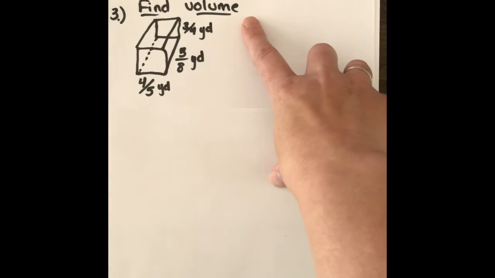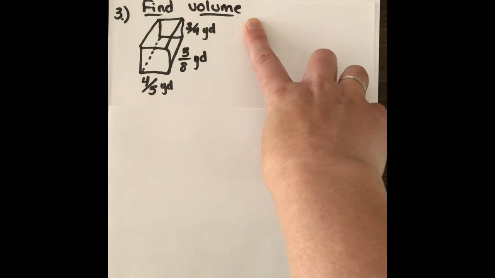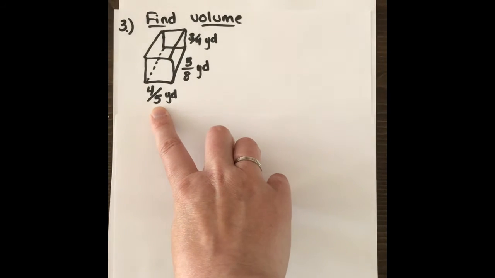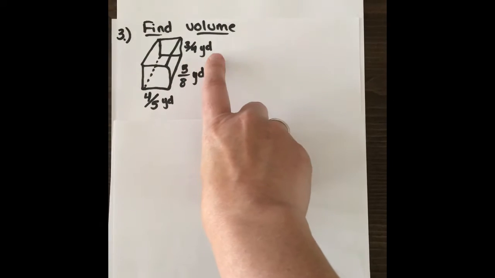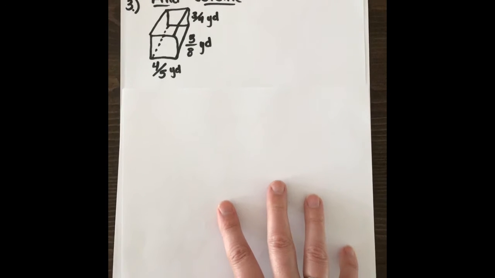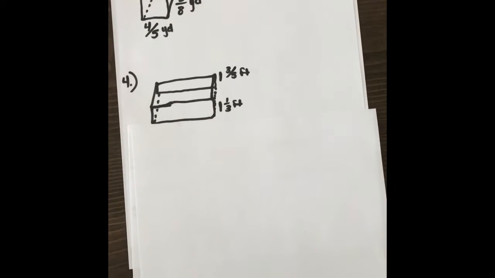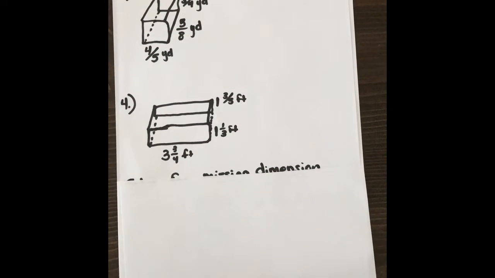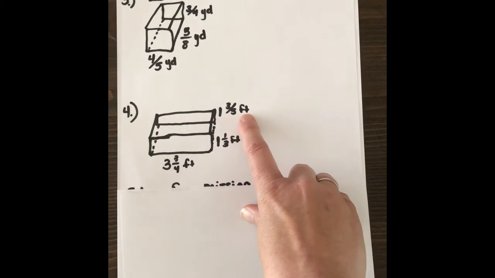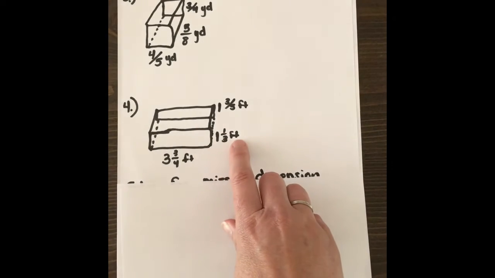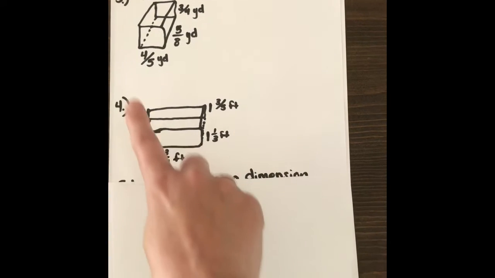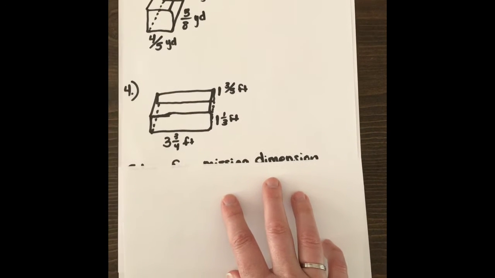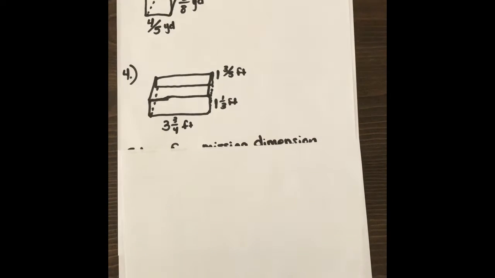Next problem says find the volume. Remember, volume is length times width times height. So just to make sure you can read these, this is 4/5 yards, 5/8 yards, and 3/4 yards. Copy that down, solve it, work it out. Next one, same thing, you're finding volume. 1 3/5 feet, 1 1/3 feet, and 3 3/4 feet. Try to find the volume of this one. Pause the video if you need to.